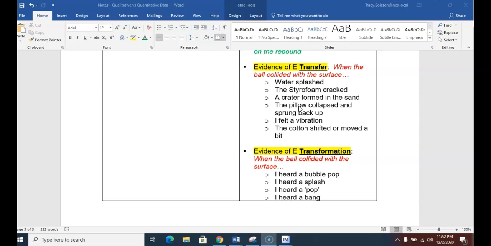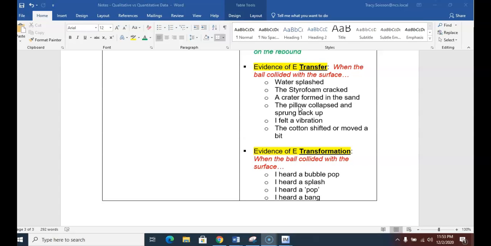For every trial, we asked you to put your hand on the surface, and you should have felt a vibration. That is physical evidence where you felt some of the ball's kinetic energy transfer into the surface. So that made the surface move or shake, and the vibration is evidence of that energy transfer. If you see the surface shift or move a bit, again, that's evidence that some of the ball's energy transferred out of the ball and into the surface.